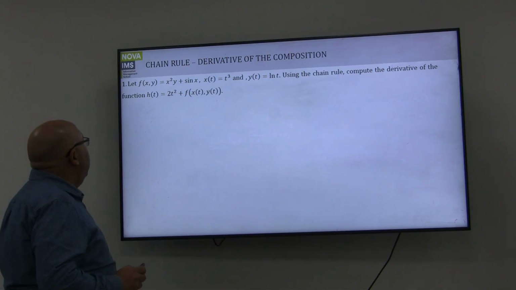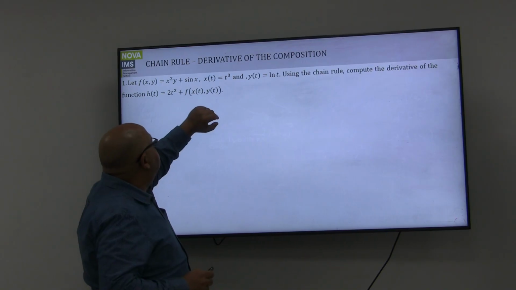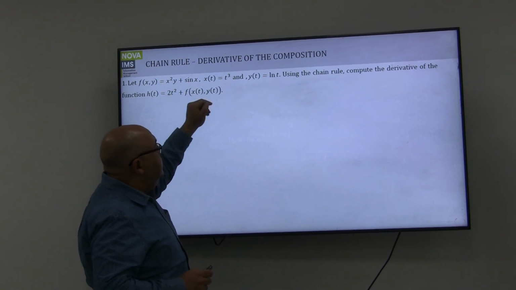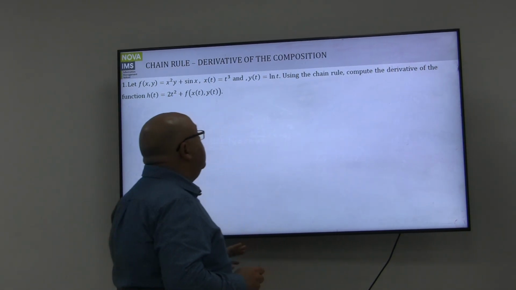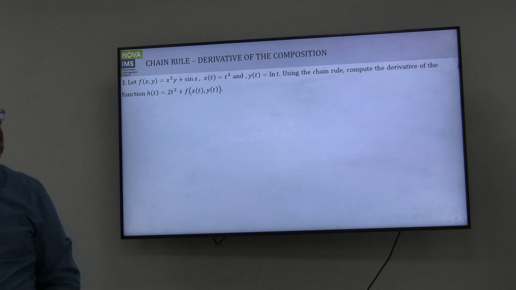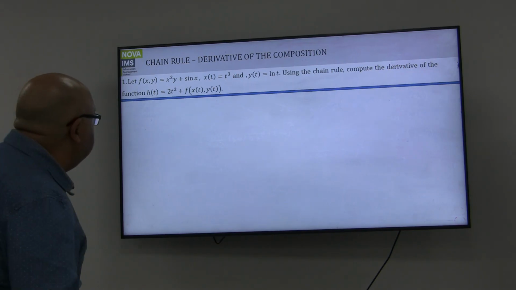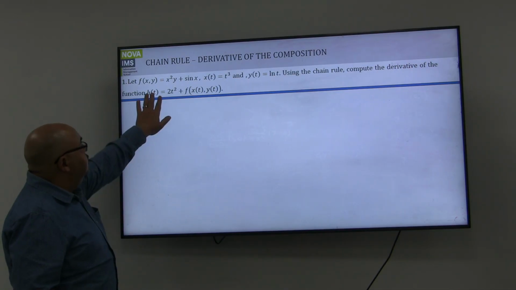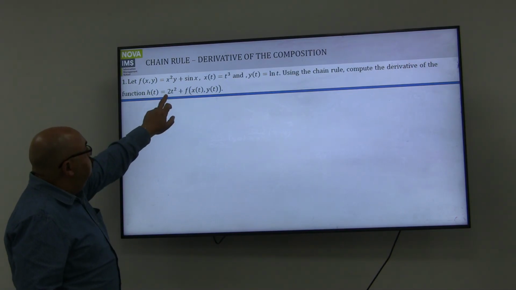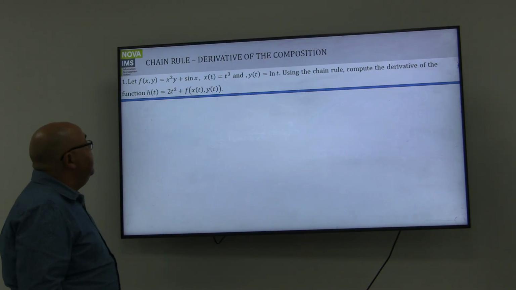He gave you an f of x and y, which is x squared y plus sine of x, and you have x as a function in t, y as a function in t, and he wants you to use the chain rule in order to compute the derivative of the function h of t, and he is giving you the form of this function. If you remark, for the function h of t, I want you to compute the derivative of h of t, which is given by 2t squared plus f of x of t, y of t, in the given form.